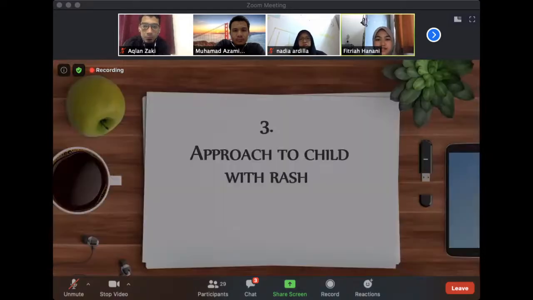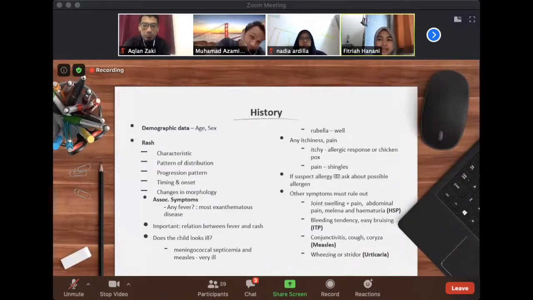So first we go to the history. For the history, we need to know the age and sex of the patient, since different ages and also sex can give different clues to diagnose the common disease for that category. For the rash, we need to know the characteristics of the rash, like the types of rash just now, the pattern of distribution and the site of the rash, the progression pattern, the timing of onset, and also changes in morphology, like the evolution of the rash itself.